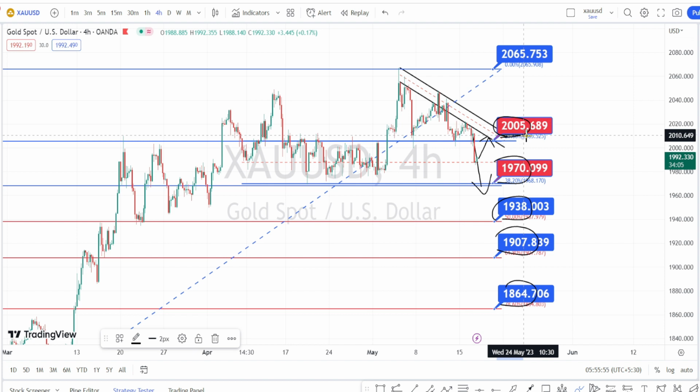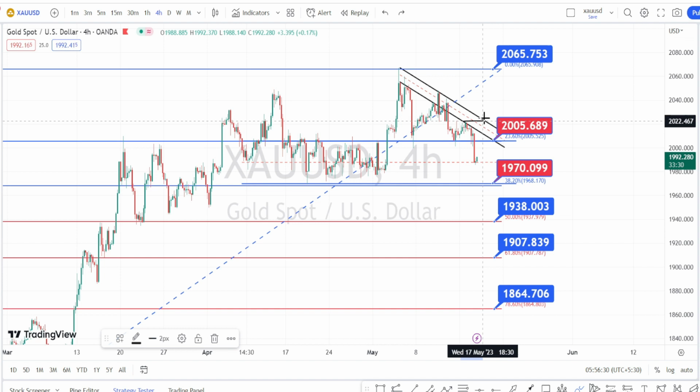And on the bullish side, immediate resistance is around the level of 2005. Once the price action breaches this resistance level of 2005 and the bearish channel pattern, we can expect the bullish side retracement to start, and the next level of resistance on the higher side is going to be around 2065. We have other resistance levels which we will mark in the lower time frames.